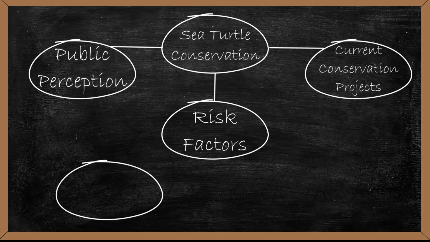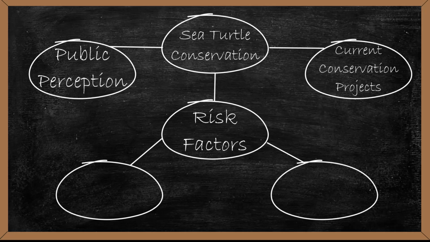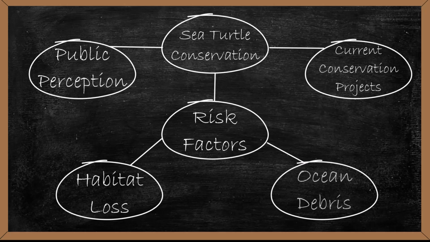Keep building onto your map by adding other ideas related to the main topic or to the new subtopics. For example, we could further build onto the topic of risk factors by adding a bubble for habitat loss and a bubble for ocean debris. The visual diagram is just one way to capture connections between the different pieces of a topic.